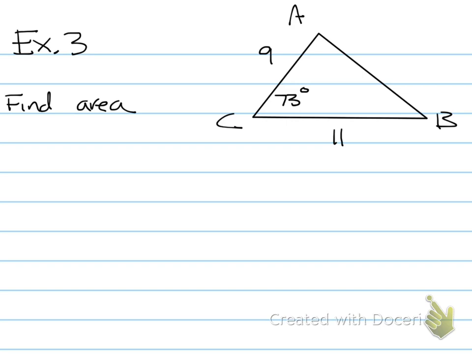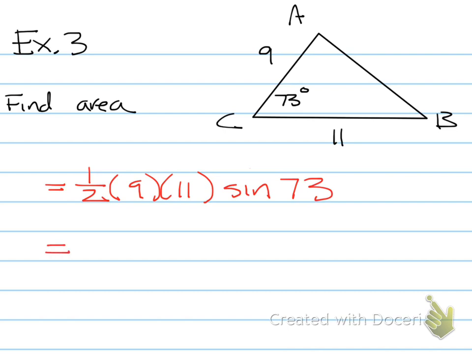And now we have the measure of two sides and the included angle, so we're just going to use the same formula that was introduced in the law of sines lesson: multiply those two sides, divide that in half, and multiply that quantity by the sine of the included angle. We get 47.3 units squared.